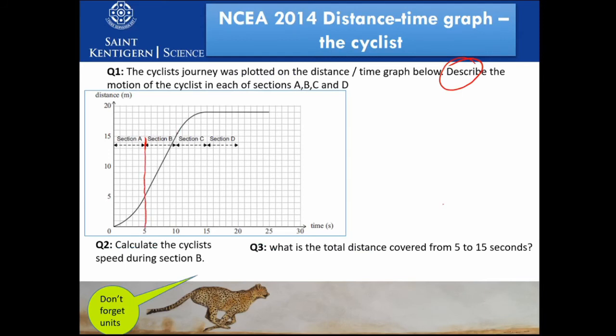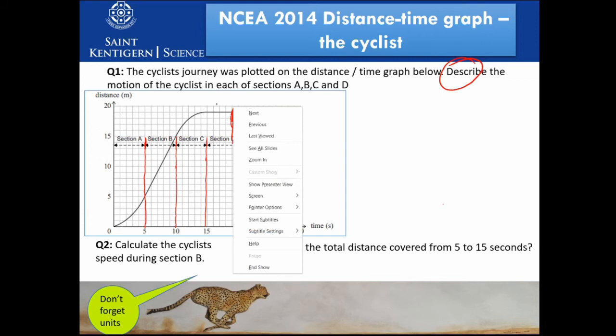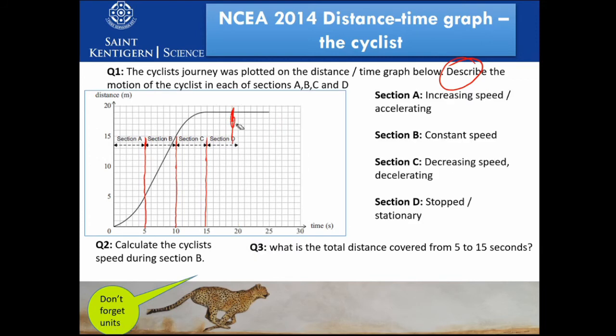Okay, so there's section A, there's section B. Remember, this is your question paper. You can draw on it as you like to give you clarity. And this is section D. No, it's not. Oopsie. Where's my eraser? Okay. This is section D. Everybody see? So, for the first 5 seconds, section A.